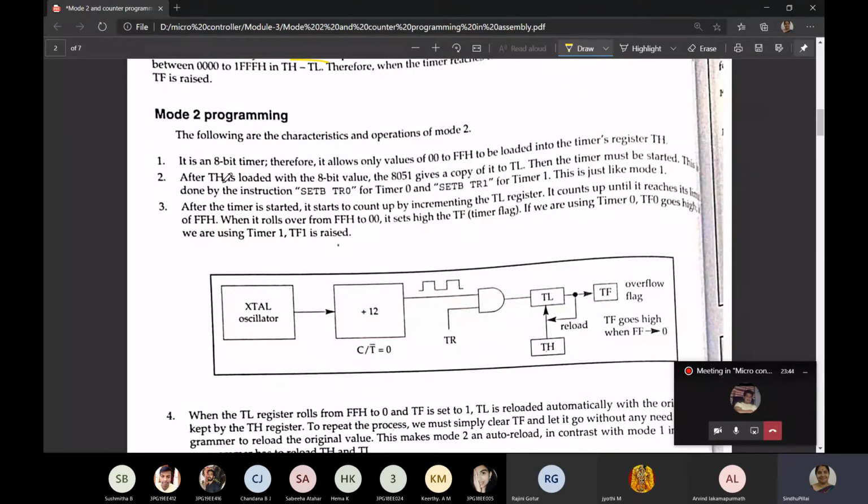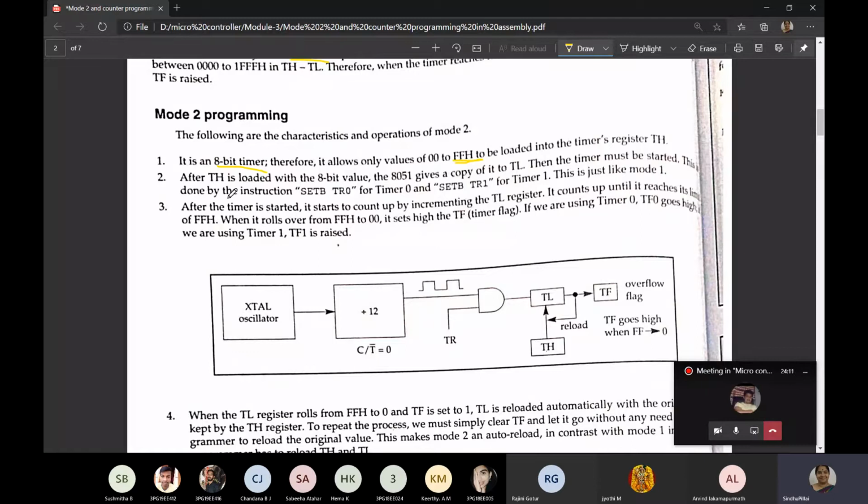The important thing in mode 2 programming is that it is an 8-bit timer. An 8-bit timer means the maximum it can count is only FF, that means a maximum of 256. You have to remember that. If the number is more than 256, we have to put it in a loop. We used a nested loop, like that you have to put. It will not go for thousands together, so mode 2 programming cannot be used there.